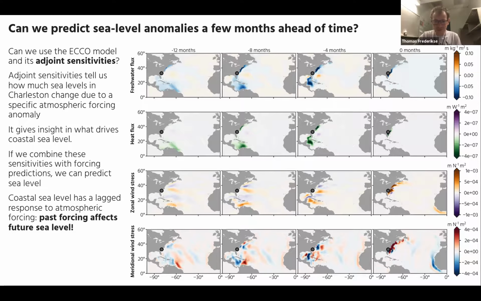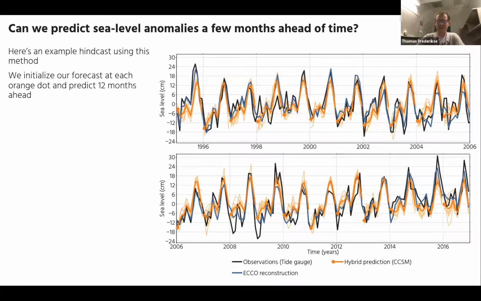So we have done that. We have used observations, and we use CCS for predictions. Here you can see our typical prediction. In black is the tide gauge observation, in blue is the ECCO model output of sea level, and in orange is our hindcast prediction. You can see that some of the events here are pretty well captured, while some others are not. So at this stage, we're still a bit of a hit or miss situation.